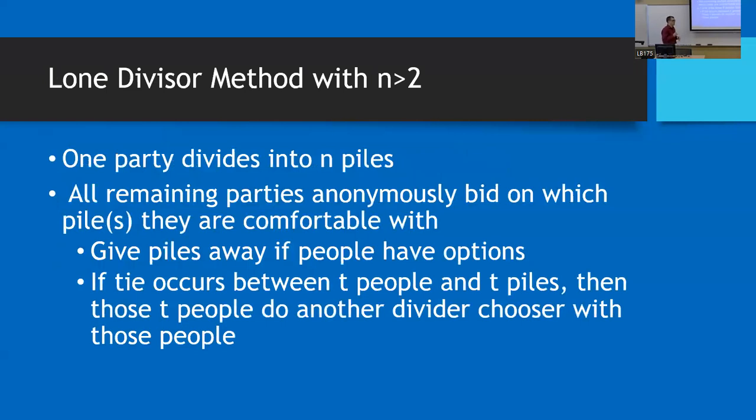One is called the lone divisor method. This sounds just like what it says. One person is going to divide into a bunch of piles. So if there are five pirates that walk up to the treasure chest, one pirate divides into five different piles. And then all the other pirates, the other four, anonymously say, I'm okay with pile one, two, and three. And another pirate may say, I'm okay with pile two, four, and five. And another pirate may say, well, I'm okay with three, one, and that's it. And they're going to do this anonymously so that they can't hear each other.